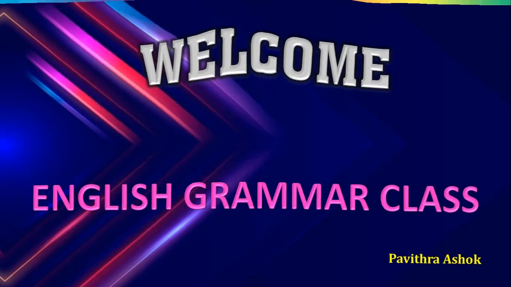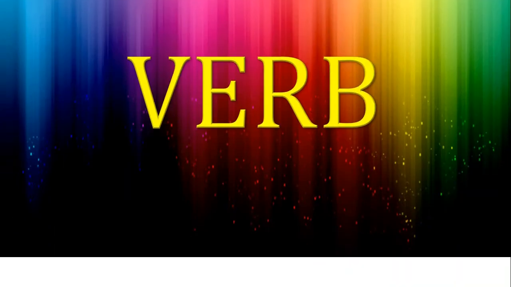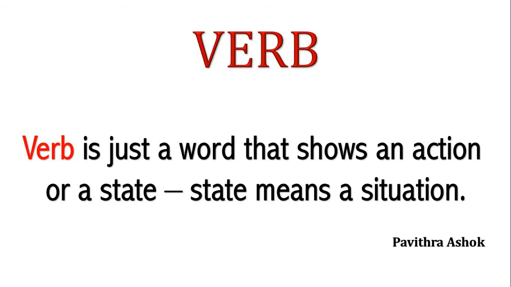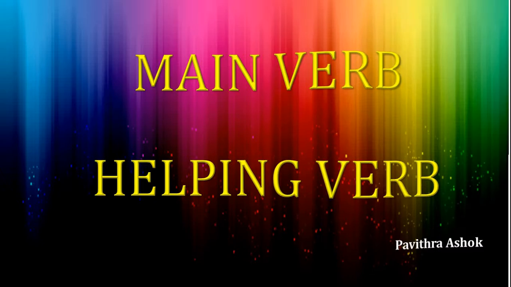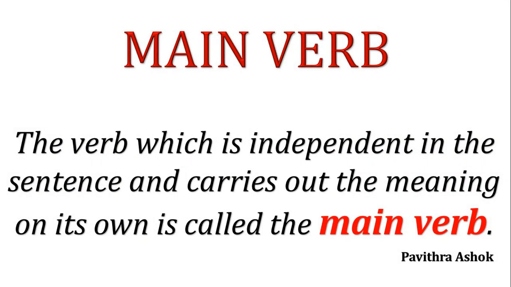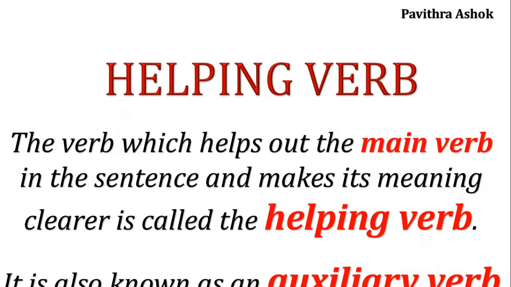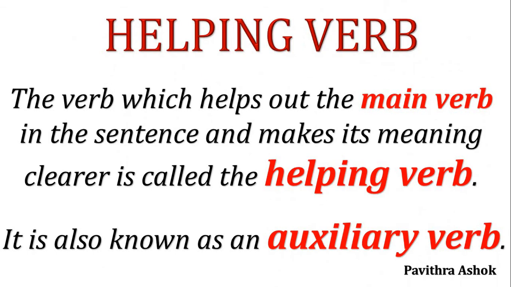In the previous session, we had understood about verb. Verb is just a word that shows an action or a state. State means a situation. We also discussed main verb and helping verb. The verb which is independent in the sentence and carries out the meaning on its own is called the main verb. The verb which helps out the main verb in the sentence and makes its meaning clearer is called the helping verb. It is also known as an auxiliary verb.